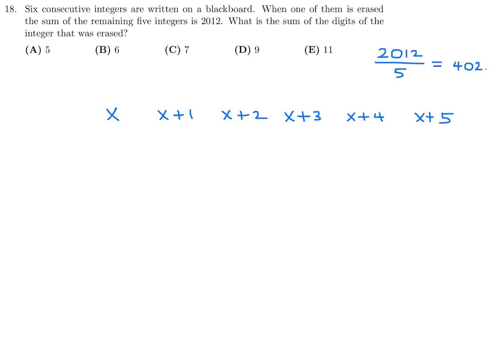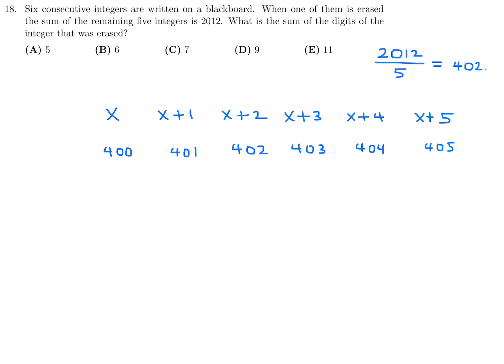Okay, so let's say the middle one is 402. Well, there is no actual middle one because there's 6, so let's just make this one 402. 403, these are consecutive, 404, 405, and this one will be 401, and this will be 400. So now we have to sort of fiddle around with this. We've got to remove one of these, and the remaining 5 have to add up to 2012.